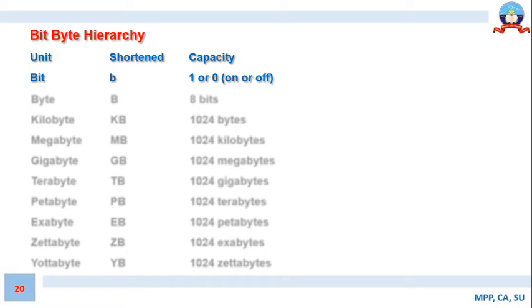Now the next unit that we have is called a nibble. A nibble is a collection of 4 bits. Again, I'll repeat it: a nibble is a collection of 4 bits. Now the next one you have is the byte.